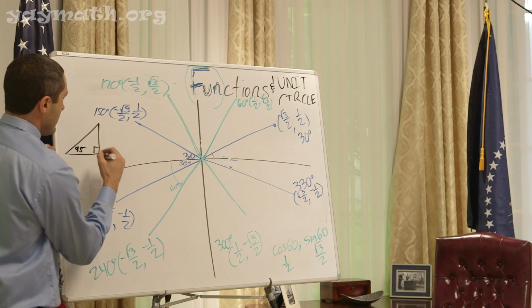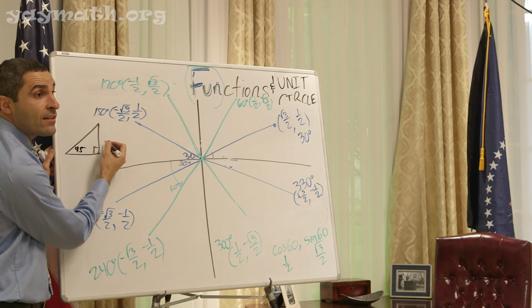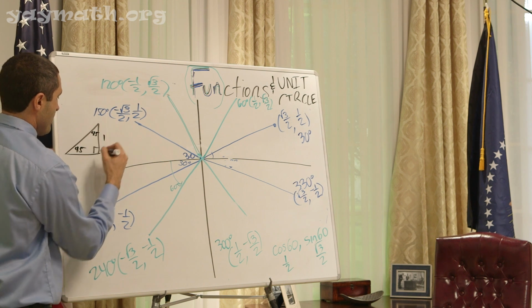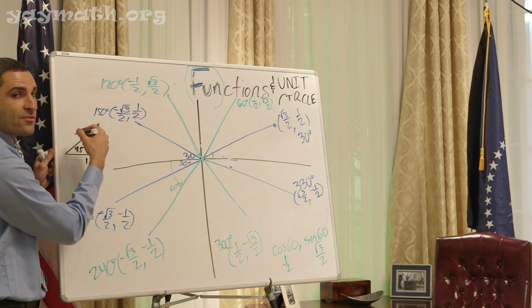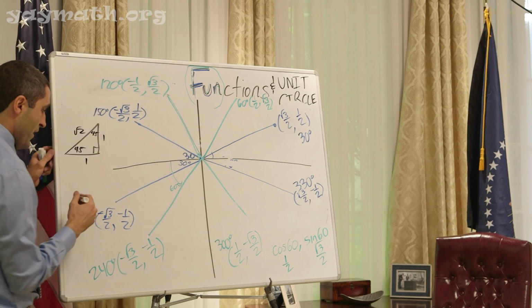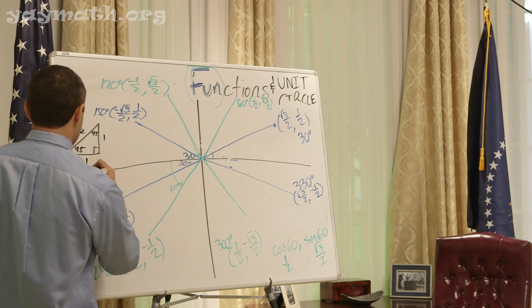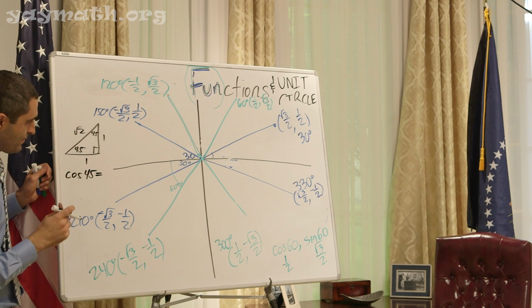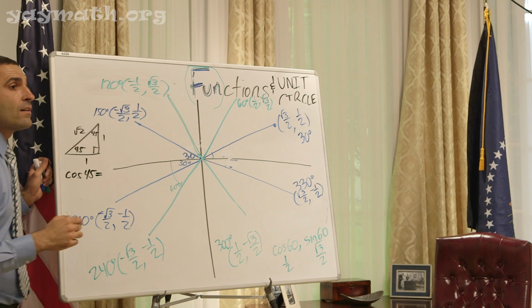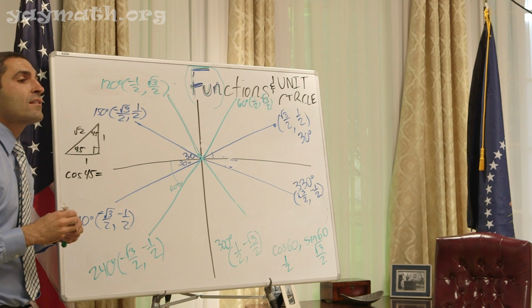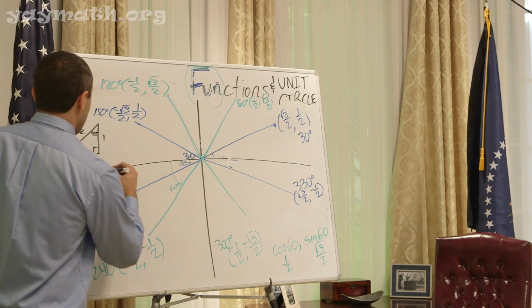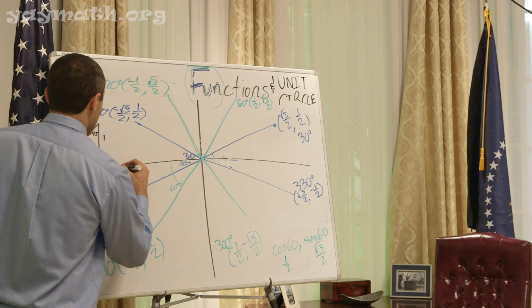All right, hook it up. This is 45. The legs are 1 and 1, the hypotenuse is root 2. What is the cosine of 45? Adjacent over hypotenuse is 1 over root 2, which simplifies to root 2 over 2.